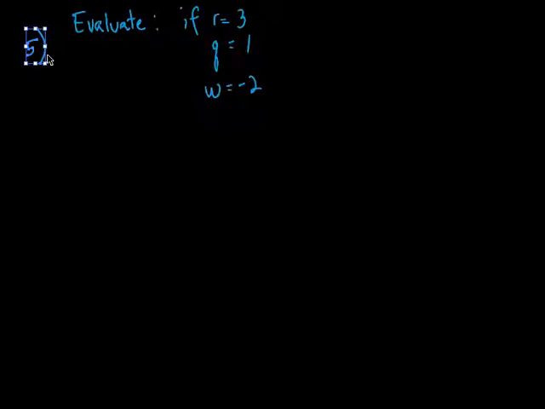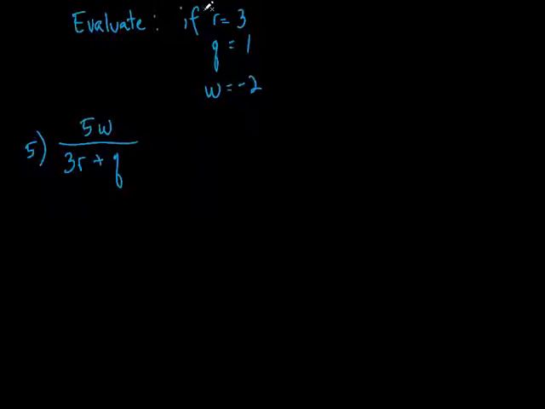Now we're getting into some algebra kind of stuff. These say evaluate. Let's write this down. Evaluate. And so we're going to evaluate this expression if R equals 3, Q equals 1, and W equals -2. All right, let's just drop this down a little bit. There we go. All right, and we've got 5W over 3R plus Q. All right, so here it is.